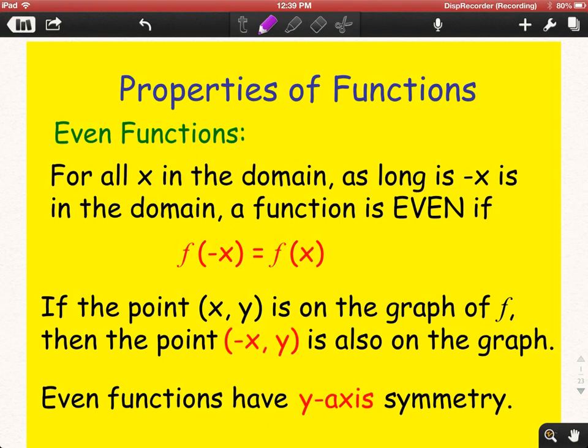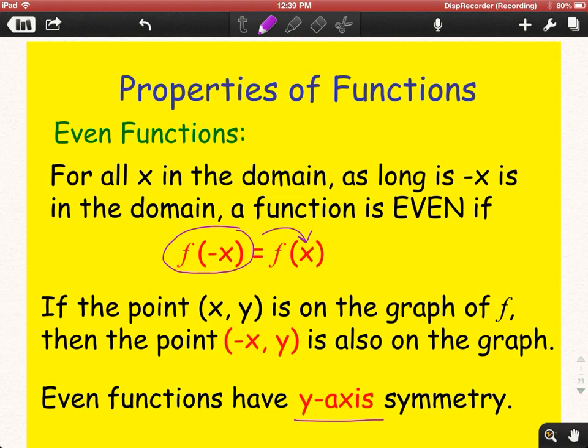So let's talk about even and odd functions, and we'll take a look at some examples. First, let's look at the definition for even and odd. So even and odd is kind of a little test. It says if we plug in negative x and we get our original function back, we say that's an even function. We can look at some things graphically, which we will do.